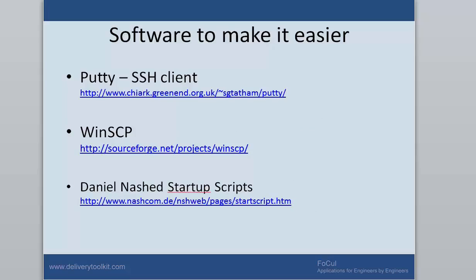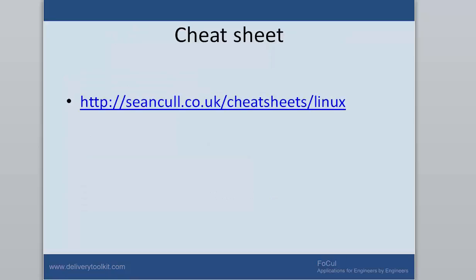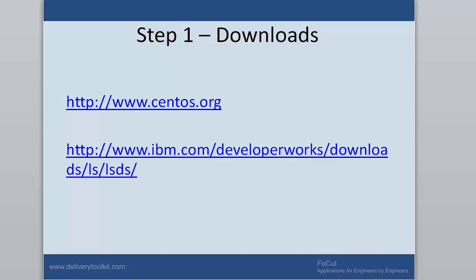There's 3 bits of software that will make your life a lot easier. The first is the PuTTY SSH client. The second is WinSCP, which is a client that allows you something like a file explorer type application for use with Linux. And the last one is some startup scripts from Daniel Nashid, which will be really useful in terms of starting and stopping Domino. There's also going to be a cheat sheet at this URL with all of the code that you're going to need today, which you can just cut and paste in to the system.